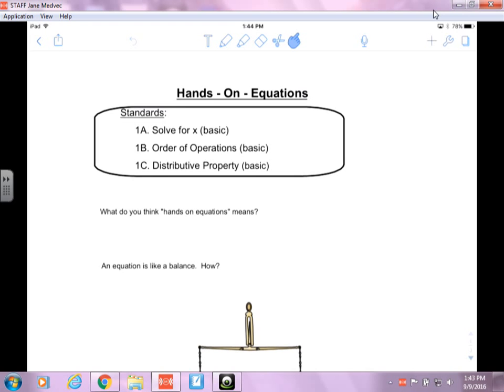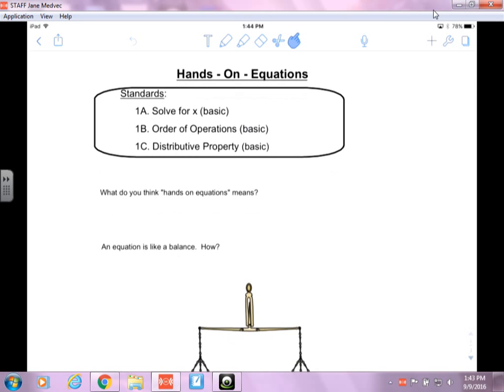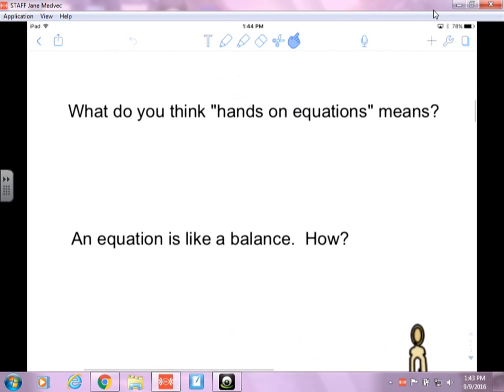All right, now, take a look at the first question we have here. It says, what do you think Hands-On Equations means? What do you think hands-on means? I'm not going to use a calculator. I really don't need it. Think back to elementary school. If I say hands-on building or hands-on drawing, or hands-on whatever, what am I doing? I'm using my hands.